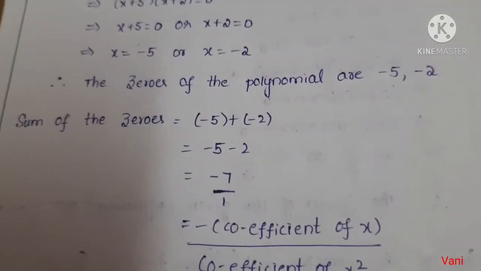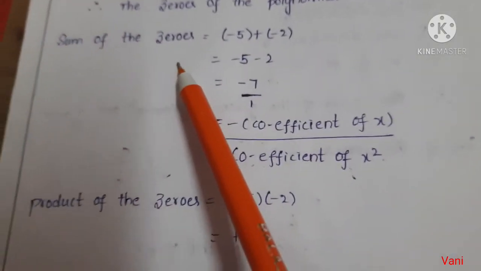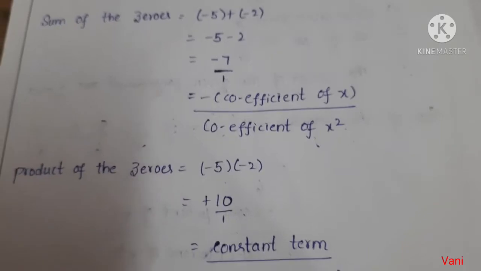So first we find the zeros of the polynomial, and after that we verify the relationship between the zeros and the coefficients.